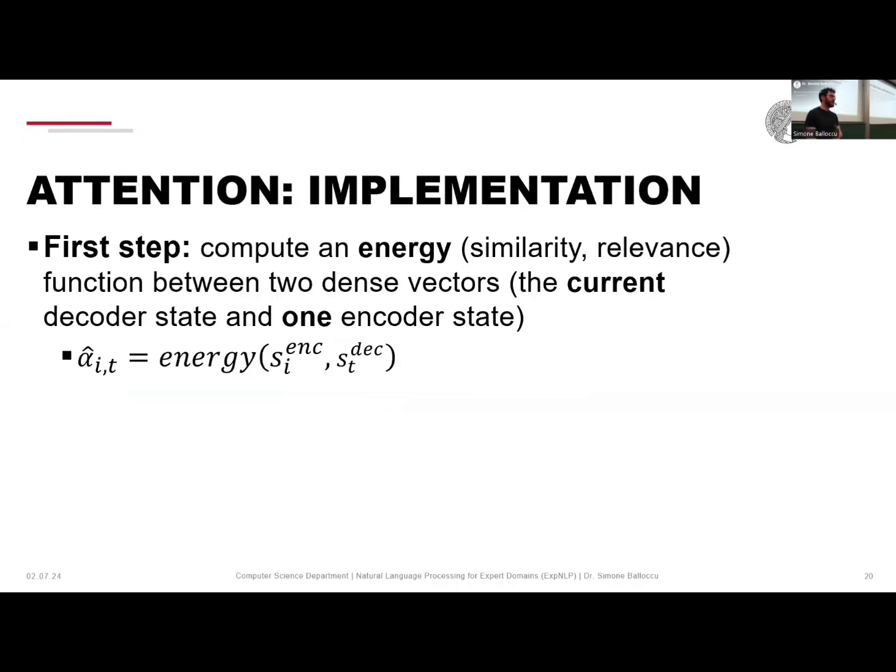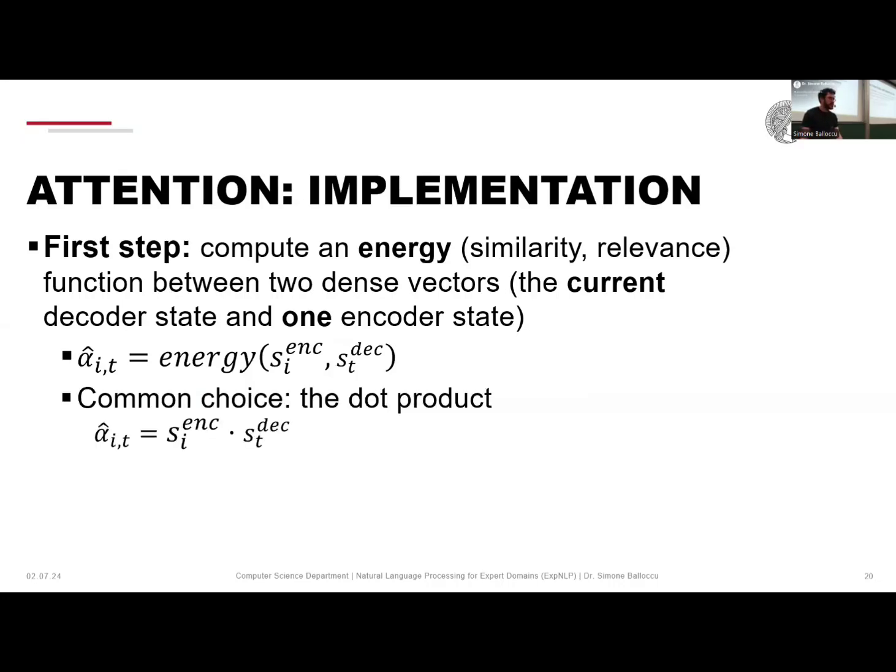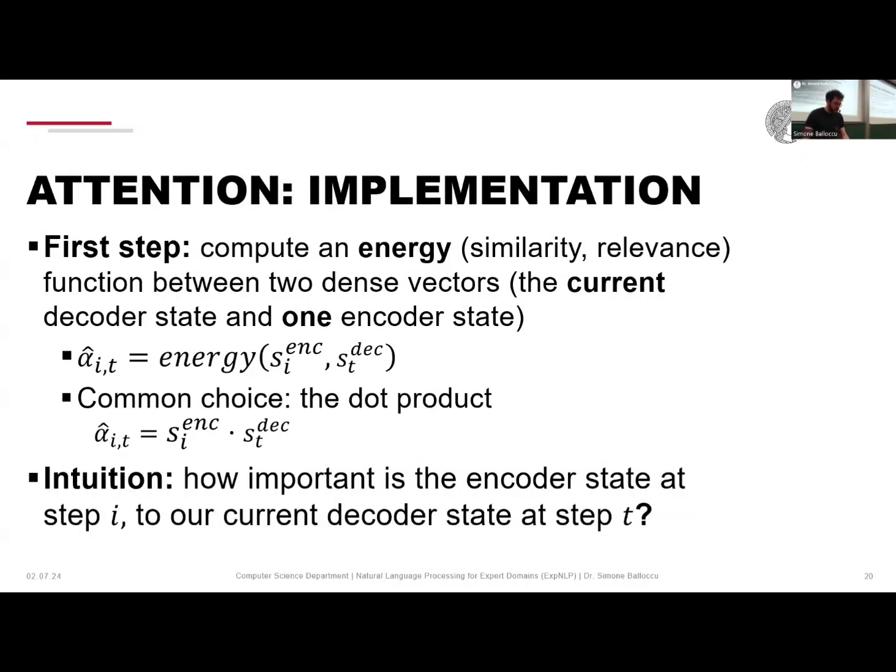So how do we calculate this energy? If I tell you that energy is like the similarity or relevance, anything from the previous lecture which is inspiring? Yeah? Similarity, or to better say, the dot product. So a common choice is just to do the dot product of the two vectors. In theory, if two states are very similar, if they point in the same direction, their dot product should be very high, their cosine similarity should be very high. And the intuition is that we want to know how important the encoder state at step i is to our current decoder state at step t.